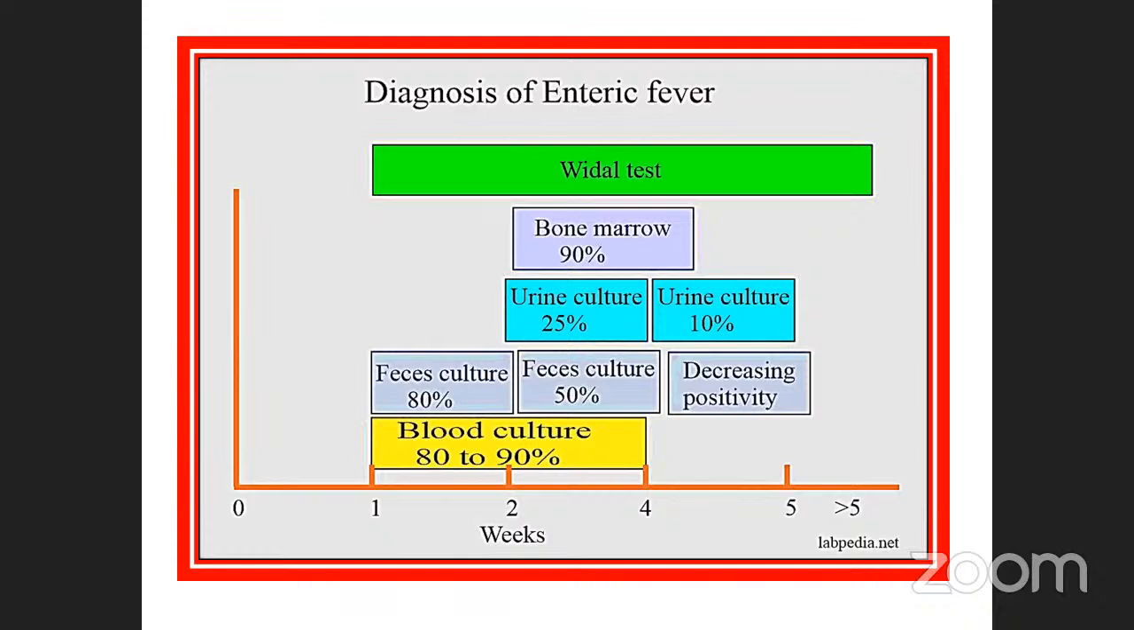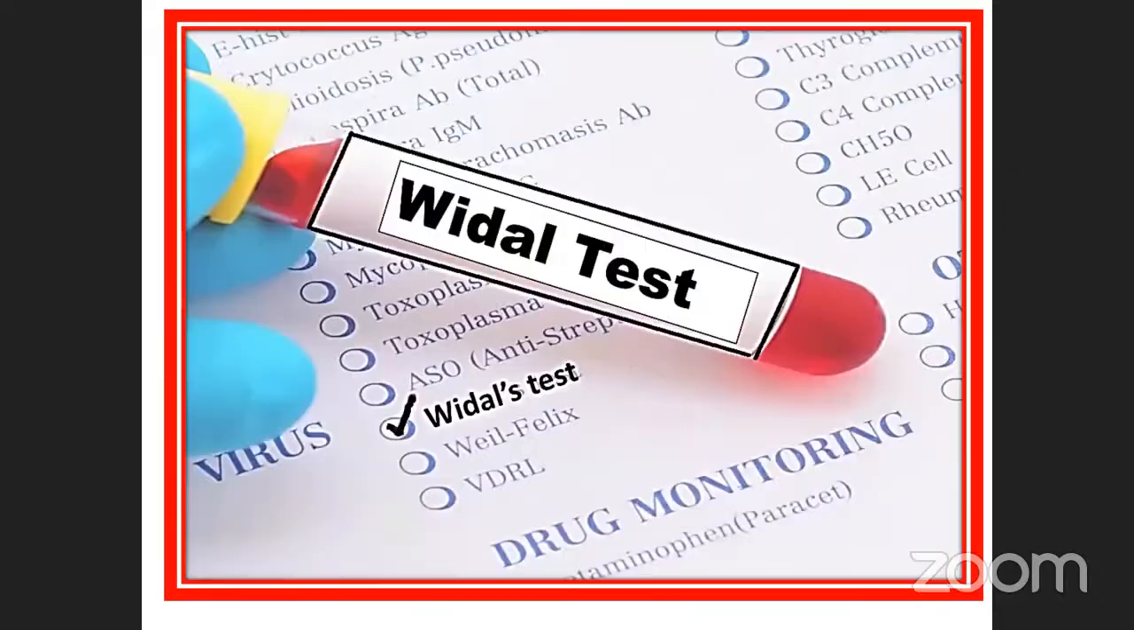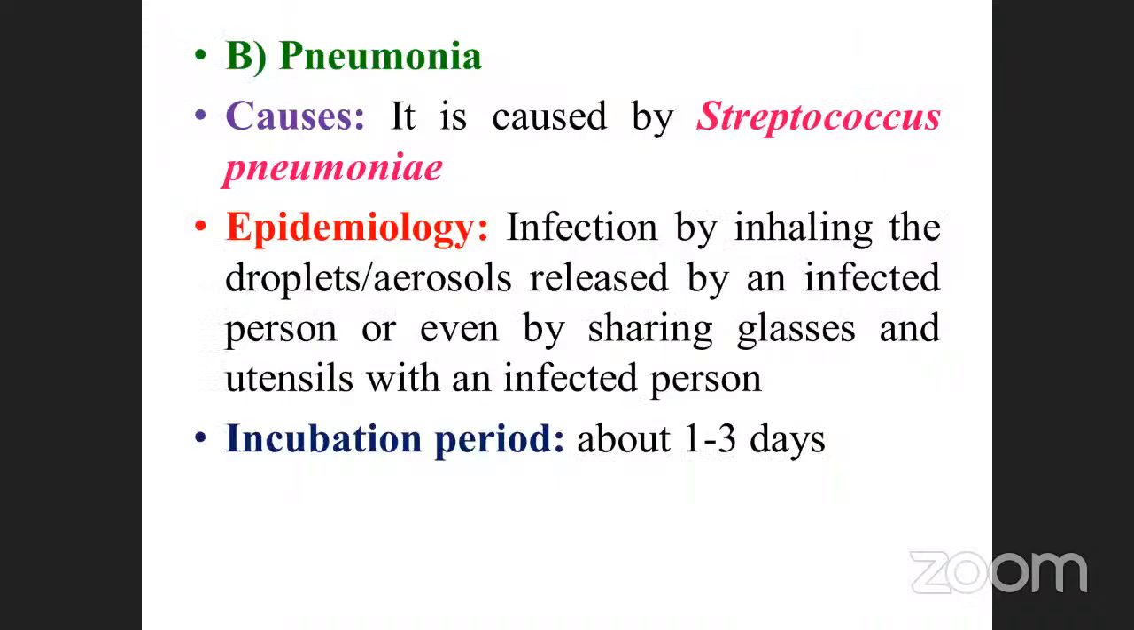Okay. This is according to their weeks. How many weeks: first week, second week, third week, fourth week, fifth week, like that. Okay. These are the important things. See, this is the vital test. How they are doing it with the help of the blood serum or blood. Okay. See. And the second one is pneumonia.